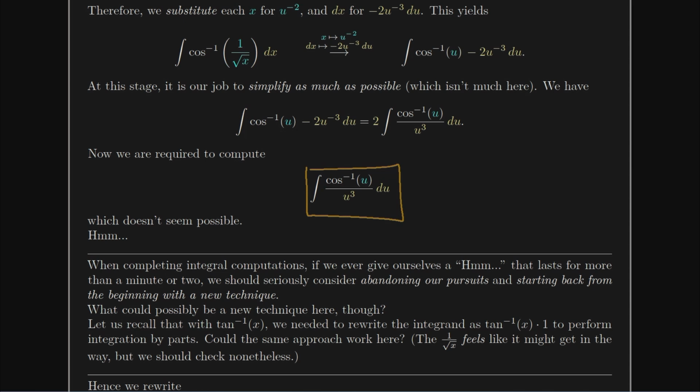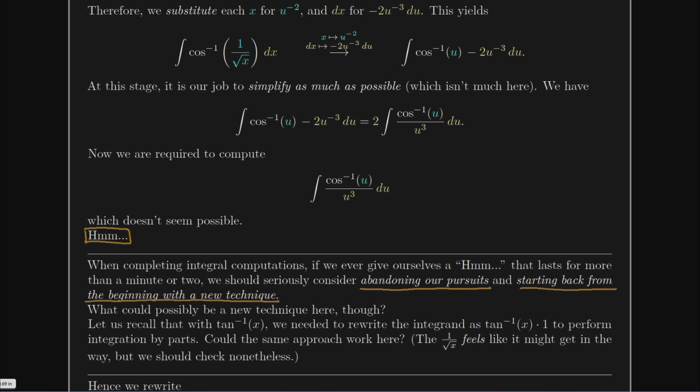I don't know what to do when we have a cosine inverse in a numerator, u cubed in a denominator. It doesn't look like we should use integration by parts. It doesn't look like we should use u substitution. This is really a fairly foreign integral to me, which makes me think we may have to abandon our pursuits and start back from the beginning with a new technique.